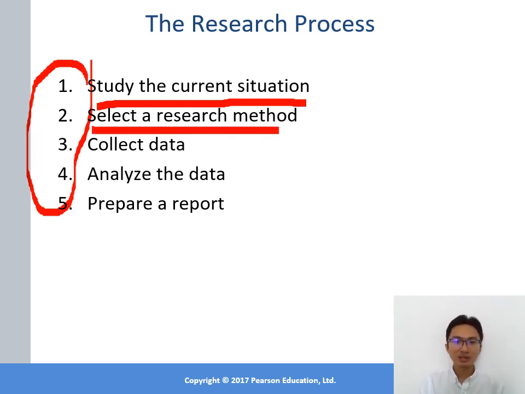The second one is select a research method. Here, we have to consider the effectiveness and cost of choosing the right research methods. There are plenty of research methods available, so we need to choose them carefully. The third step is we collect data. Most research data can be classified into 2 categories. The first one is primary data. Second one is secondary data. We will look at the types of data after this slide.